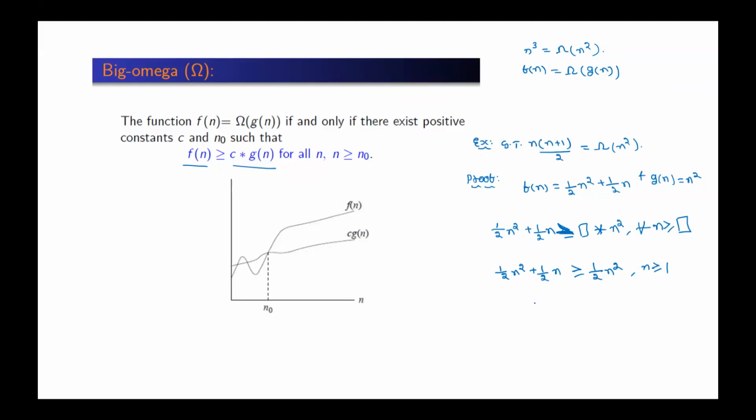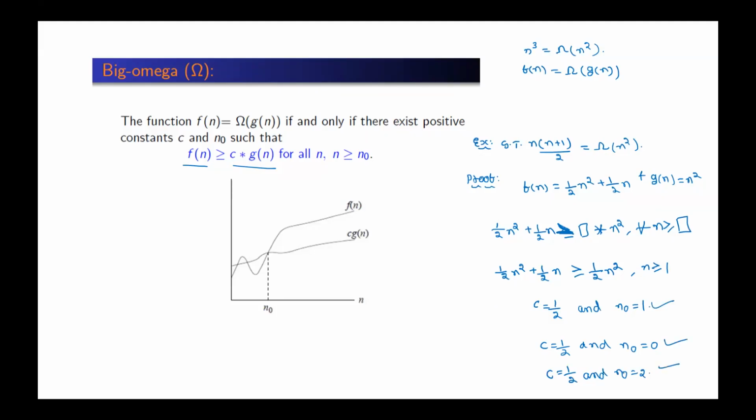Now what is c here? c is 1 by 2 and n naught is 1. Even c equal to 1 by 2 and n naught equal to 0 is correct. Or c is 1 by 2 and n naught equal to 2. If it is true for 0, it will automatically be true for 1.